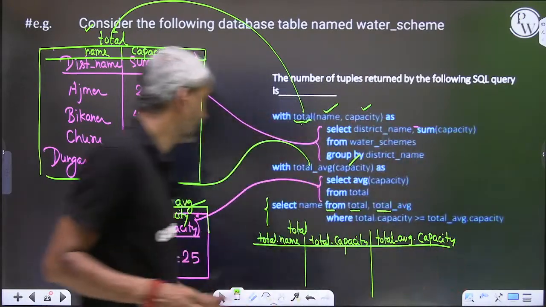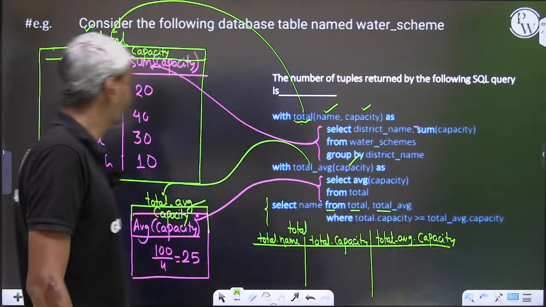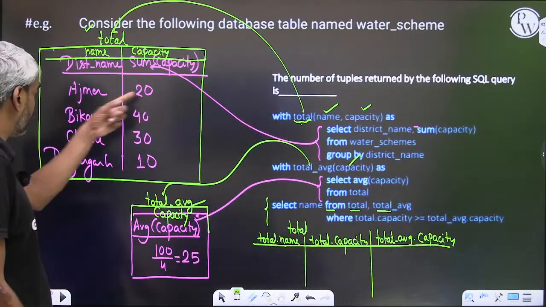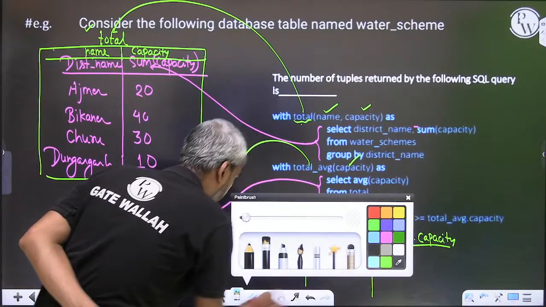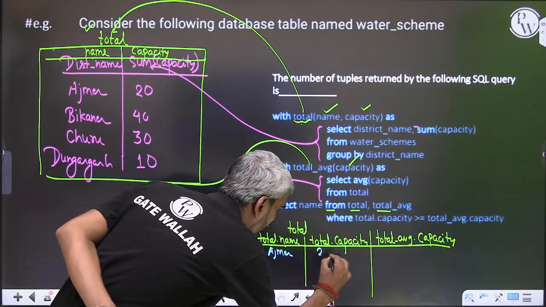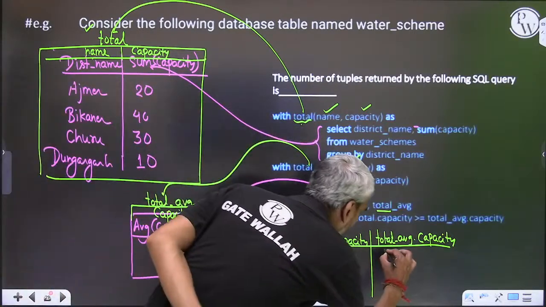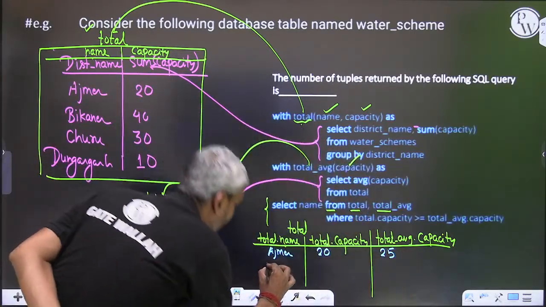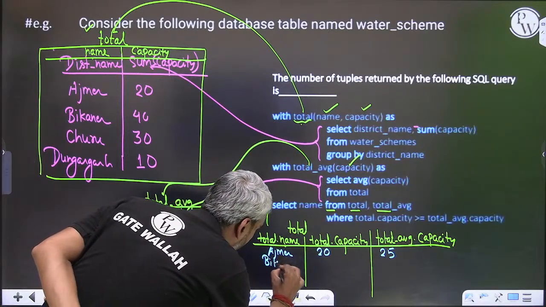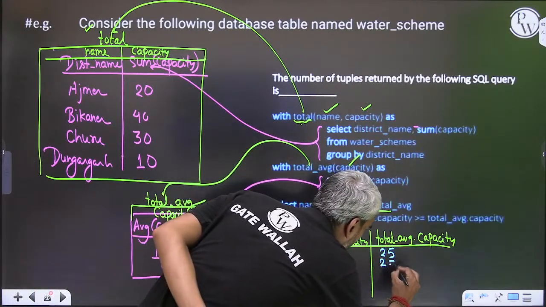So how do we define it? All the attributes of the first relation followed by all the attributes of the second relation, with all possible combinations of tuples. So Ajmer 20, look at this. The first tuple, Ajmer 20, will be combined with only one tuple of the average capacity, that is 25. Similarly, Bikaner 40 will also be combined with this 25.